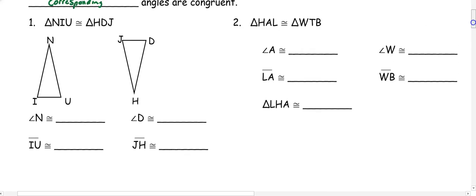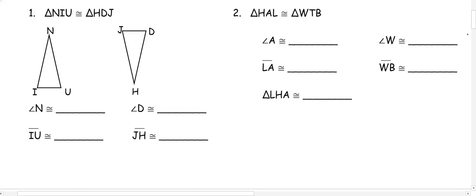So number 1, we have triangle NIU and triangle HDJ. So notice that the triangle for HDJ is turned, so we need to pay attention to the letter placement in the names. So angle N is the first letter. So angle N matches up with the first letter of the other triangle, which would be angle H. Angle D is the second letter in the second triangle, so that's going to match up with angle I in the first triangle.